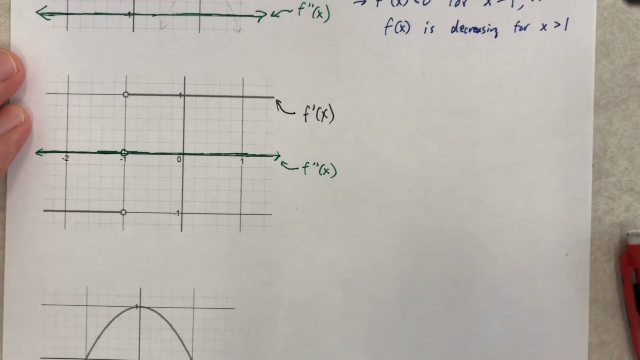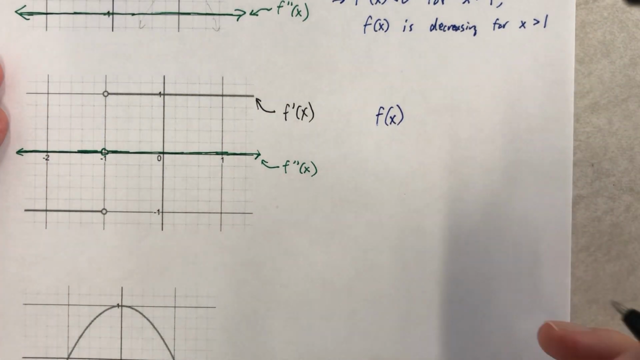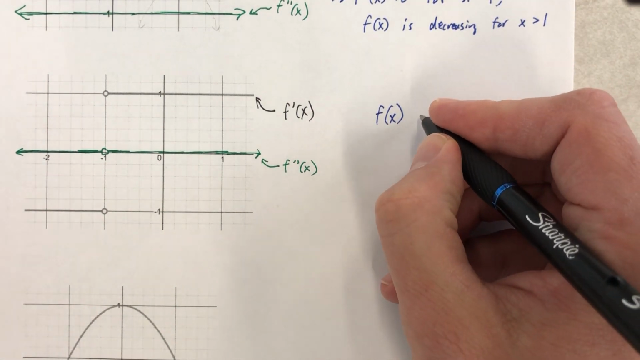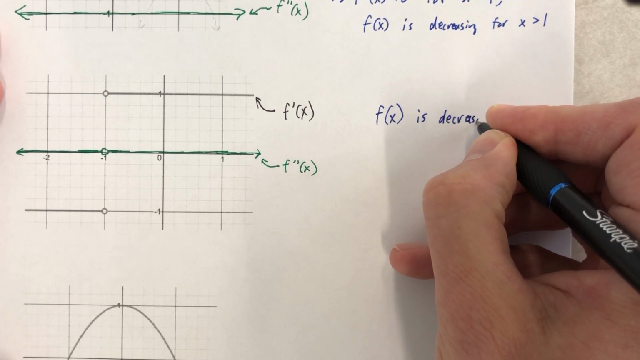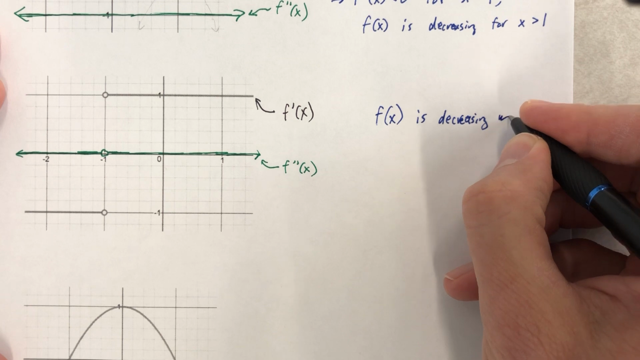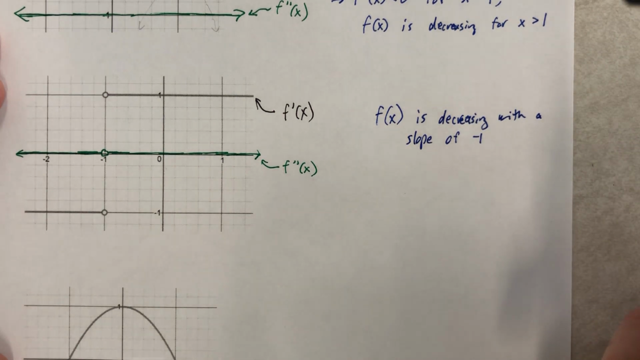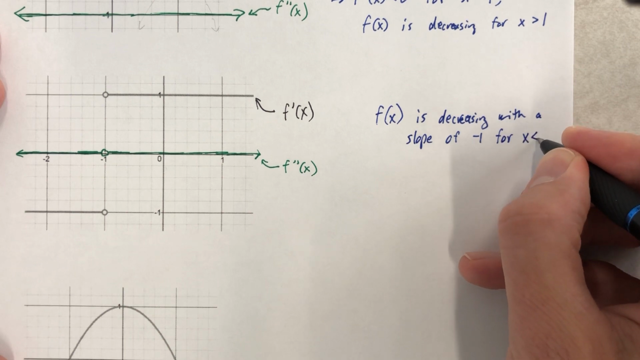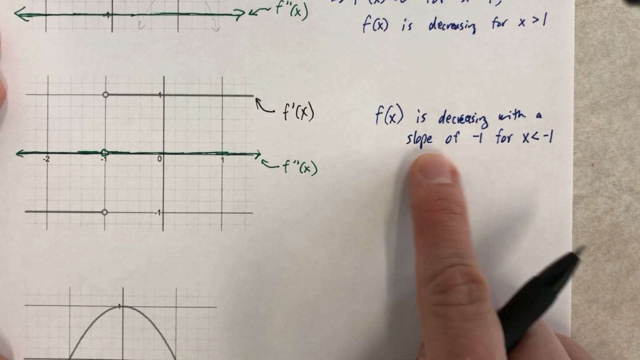The line that I had, f of x, the line was decreasing, with a slope of -1, for all the x values less than -1. Okay? If I have a consistent slope, I have a line.